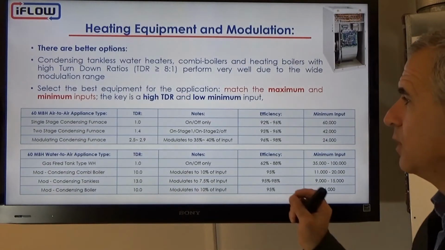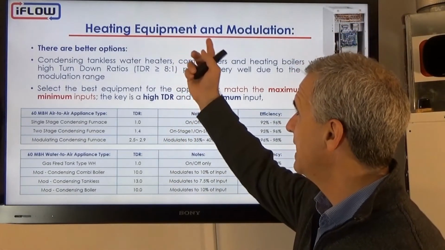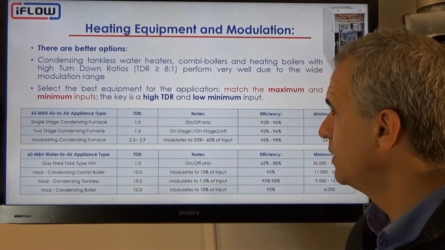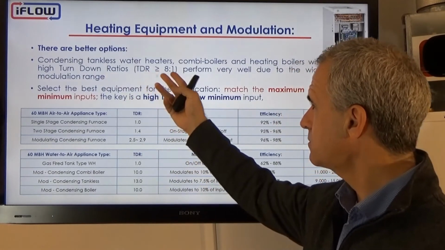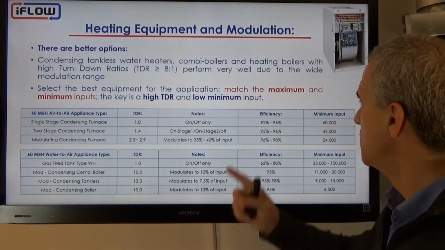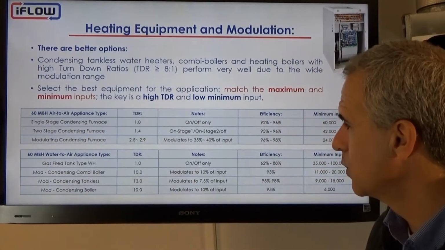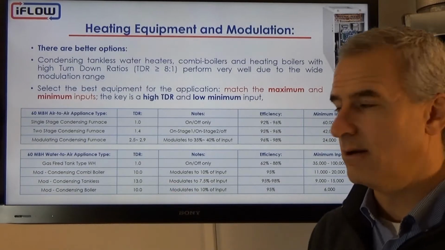So when we look at equipment out there and we start selecting the heat sources, so this is on the gas side, we're going to look at this turn down ratio. And again, the turn down is just the maximum divided by the minimum. So the maximum input divided by the minimum input, and that gives us our turn down. So we're looking at something with a high turn down.